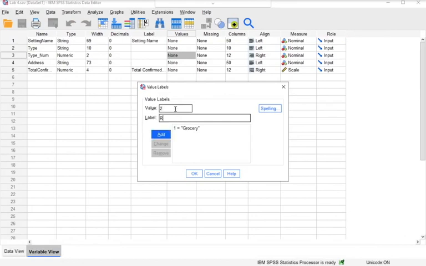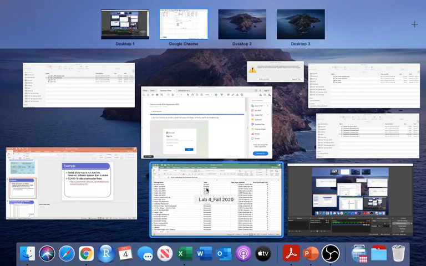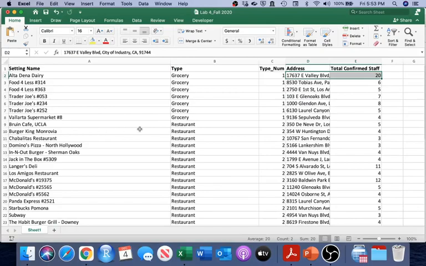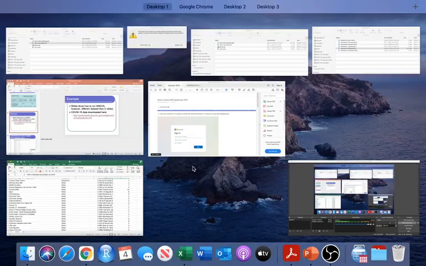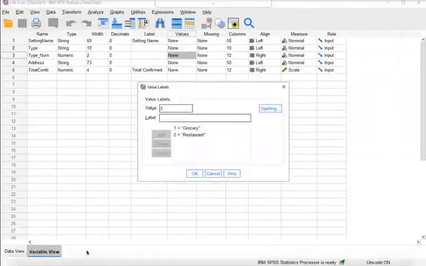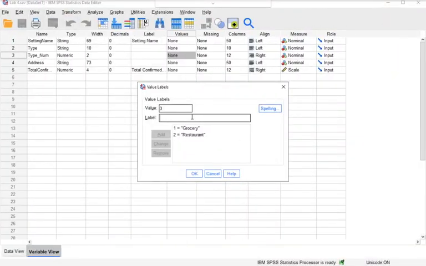Two was restaurant. Three, what was that? Retail, and then I have workplace. Retail, oops. And then four, so I have four different groups.